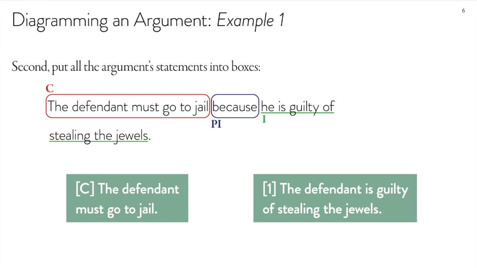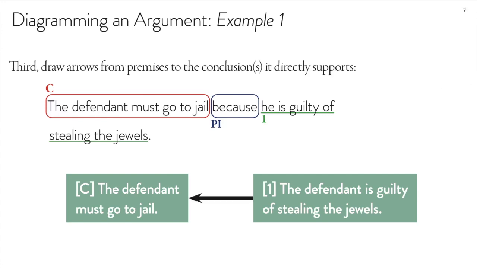All right. Now, I said the second step was put the statements in boxes. So here we go. I just put the C so you know what I'm talking about. If you wanted to, you could do it like the way the book does it and have only C in here. I'm going to write it all out just so you're clear. But you can just put C in one box and 1 in another, and we look up and, okay, C is the defendant must go to jail. 1 is the defendant is guilty of stealing the jewels. I just sometimes write it out to make it clear what the claim is. I got rid of the he, just some little clarification things. All right, so the statements are now all in boxes.